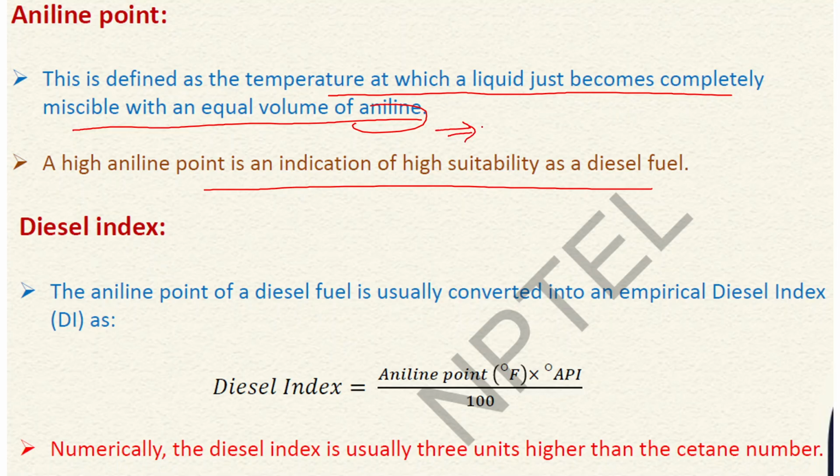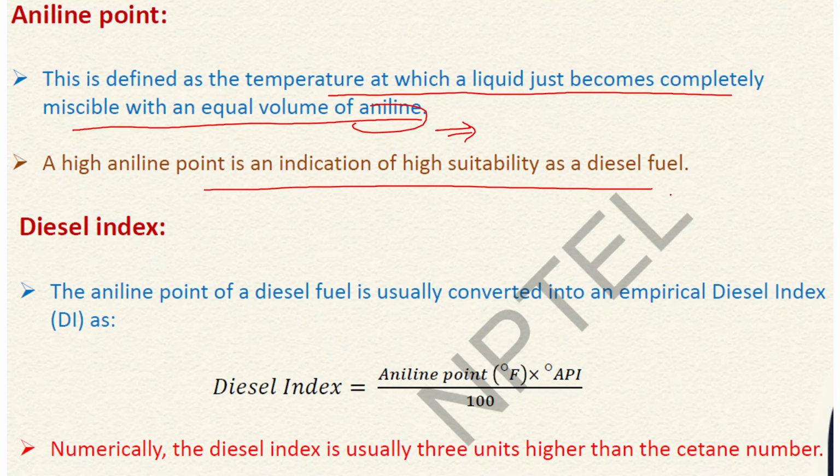So if this aniline is not soluble in diesel, we will require a higher temperature for miscibility. As we know, if we increase the temperature, then miscibility can be achieved. Aniline is aromatic, and if our diesel consists of higher n-paraffins, then it won't be miscible with aniline. And we increase the temperature.